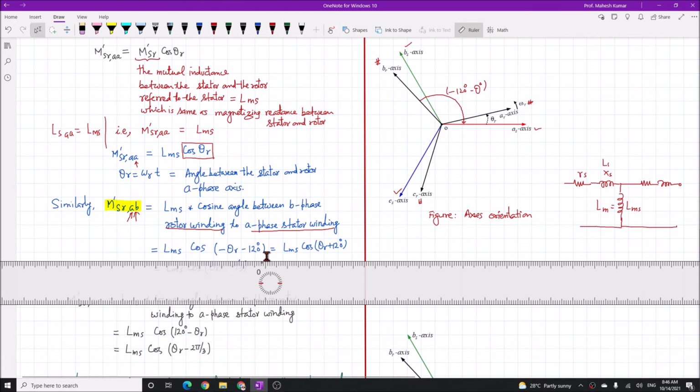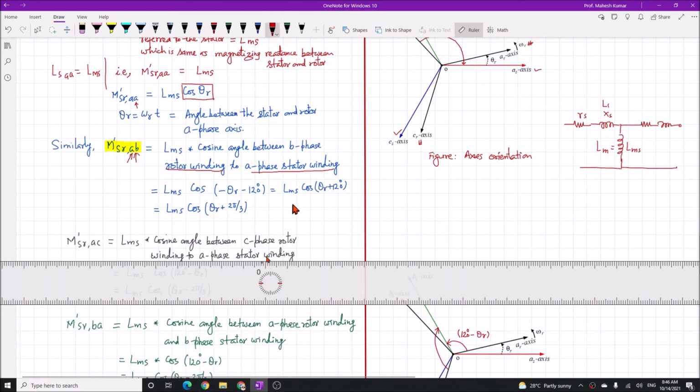So this can be written as LMS cos theta r plus 120 degree, or LMS into cos theta r plus 2 pi by 3. So this is the value of MSR prime AB.